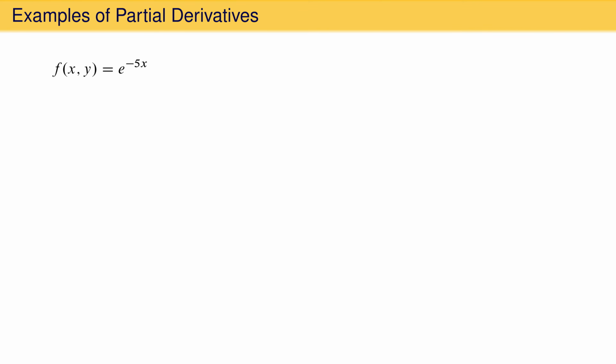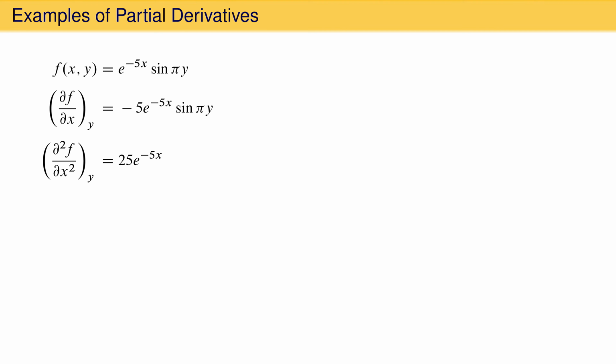Consider the function e to the negative 5x times sine of pi y. The partial derivative with respect to x is found by using both the product and chain rules while treating y as a constant. This partial derivative is negative 5 times e to the minus 5x times sine pi y. The derivative of this result with respect to x is the second partial derivative of f with respect to x and can be evaluated to be 25 e to the negative 5x times sine pi y.